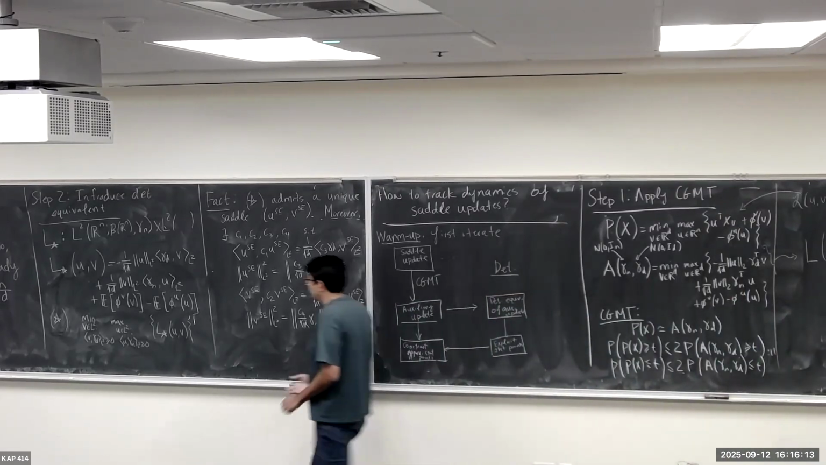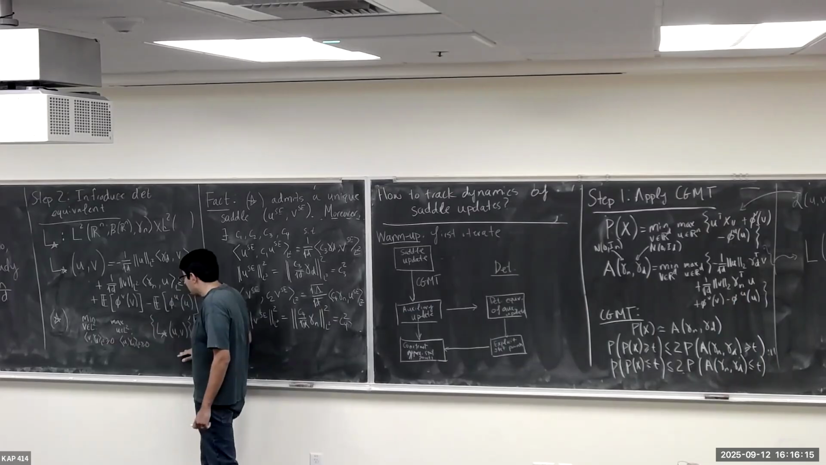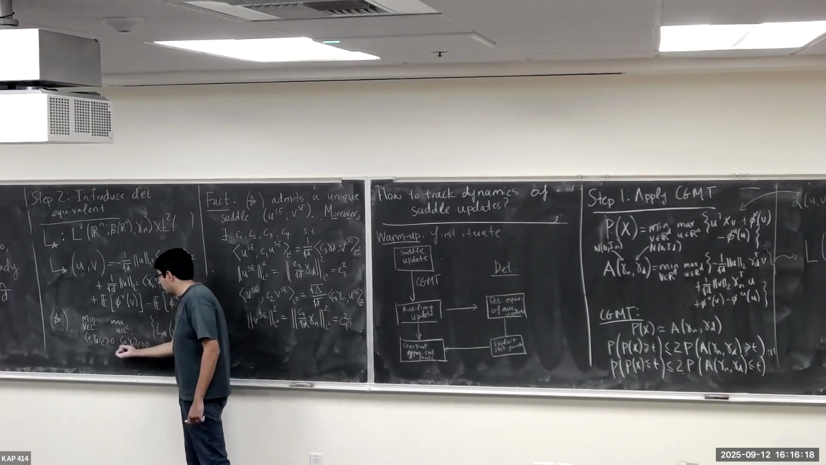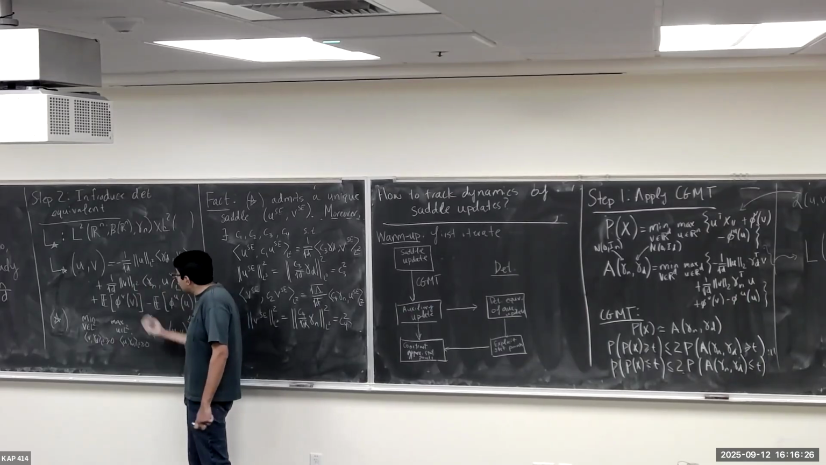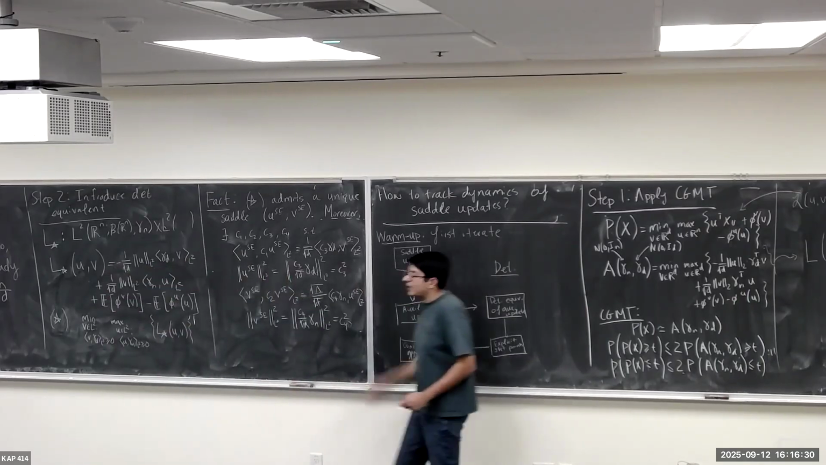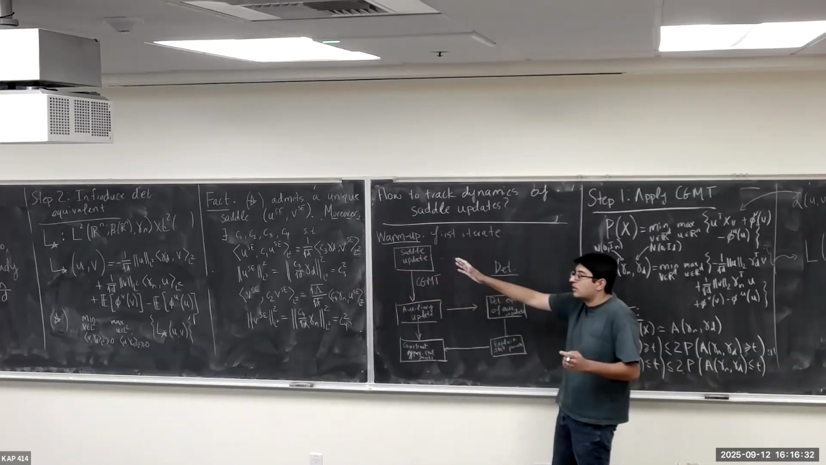So the better way to say it is that this problem has some unique solution, U_SE, V_SE. If I look at the gradient of this at U_SE, V_SE, it's going to be 0. And so that U_SE, V_SE is a stationary point of this. But that a priori is not globally convex.